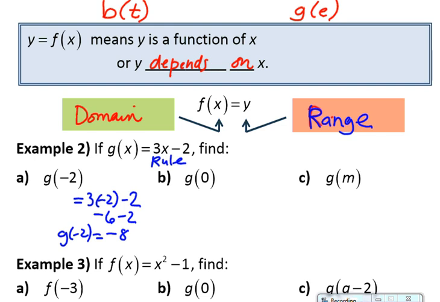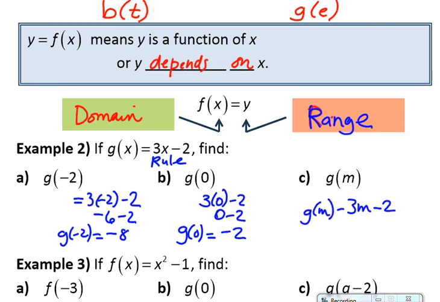g of 0 says that I'm going to take 0, 0 is my x, and plug it into my rule. So I'm going to have 3 times 0 minus 2. 0 minus 2 is negative 2. So g of 0 equals negative 2. For g of m, this time I'm going to put m into my rule. That would look like 3 times m minus 2. So g of m equals 3 times m minus 2.